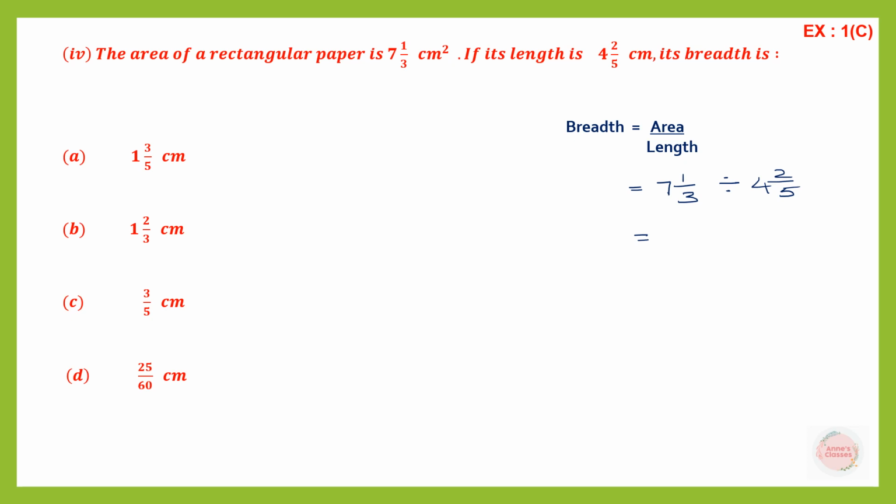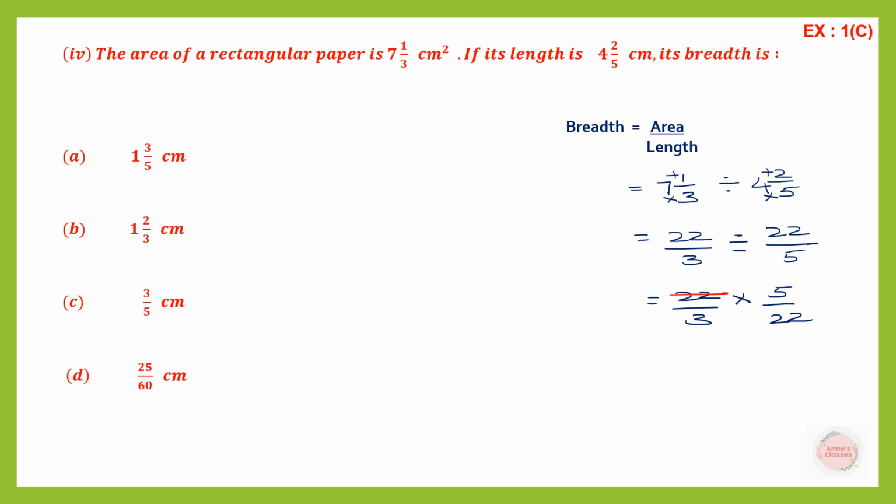So let's do this division. First convert: 7 threes are 21 plus 1 is 22, so 22 by 3. Divided by 5 into 4 is 20 plus 2 is 22, so 22 by 5. So now the division will be 22 by 3 into 5 by 22. We have written the reciprocal.